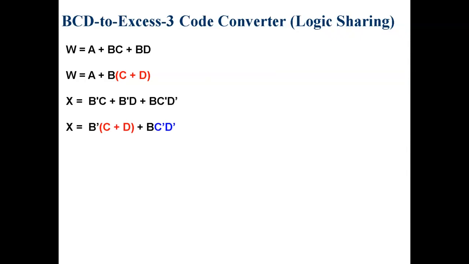What is the common term? We take the common term. In these two examples, what is the common term here? The common term now is C plus D. And now can you see? This is the blue color. The blue color is now C bar D bar.